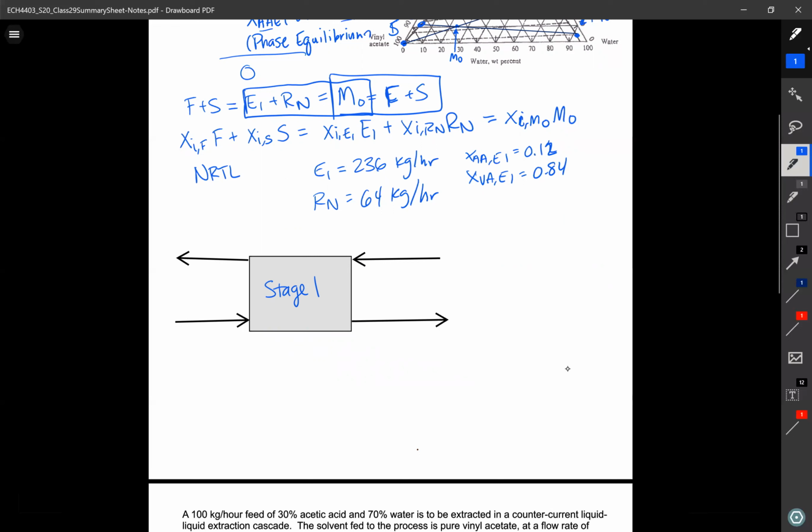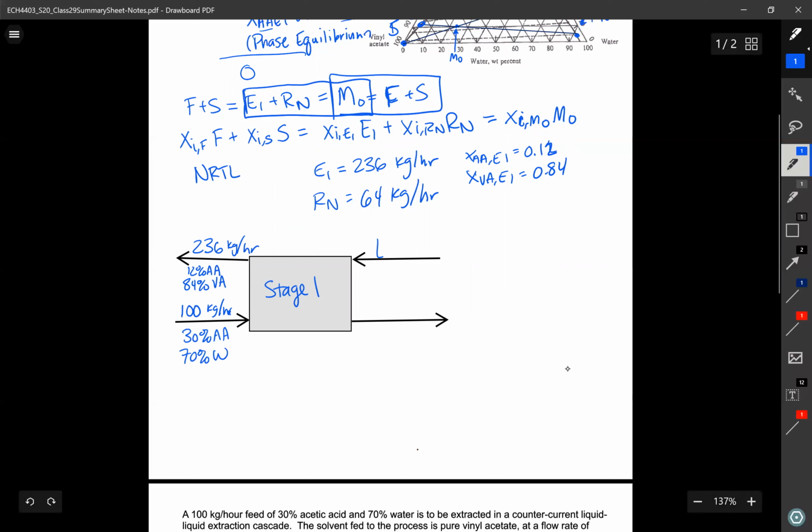And if I sketch in what I know now, my composition of E1, so 236 at 12% acetic acid and 84% vinyl acetate. My feed is still 100 kilograms per hour, and the composition is still the same. I'm going to keep the notation the same, 30% acetic acid, 70% water.